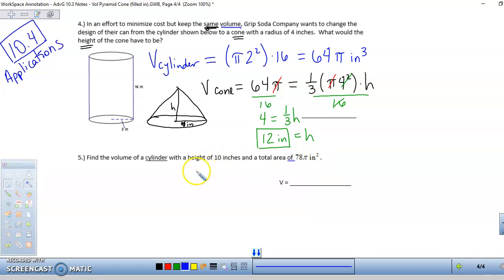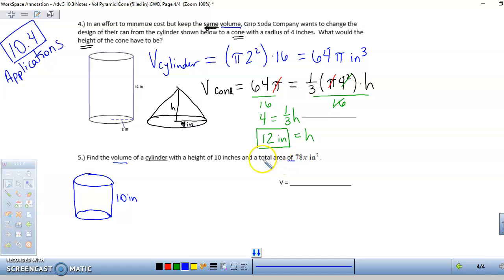So first thing, if you don't have a picture, I would always draw yourself a picture. So for a cylinder, we're going to do 2 ovals, and then you just connect the outsides like that. And then we're going to label this as 10 inches for the height. Obviously, if I'm going to do volume, I need to figure out the base area in order to figure out the volume.